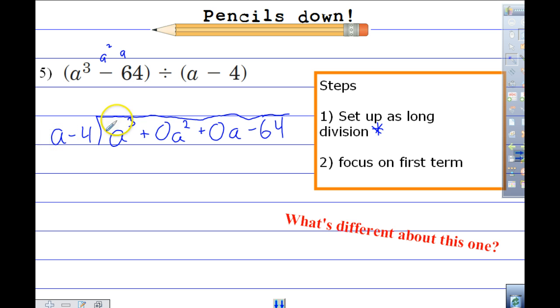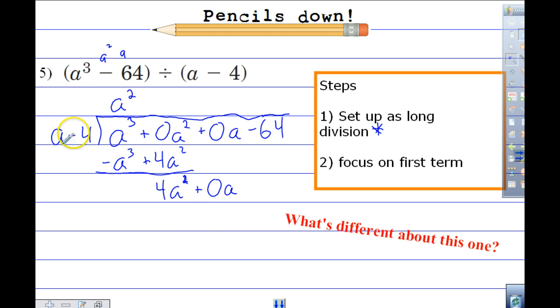Alright, so what times a is a to the third? A squared. A squared times a to the third, change the sign. A squared times negative 4, change the sign. You can see right here, why did we want to have these zeros in here? Because now it will line up just fine. Okay, add them up. And bring down the 0. Just bring it down just like any other number.